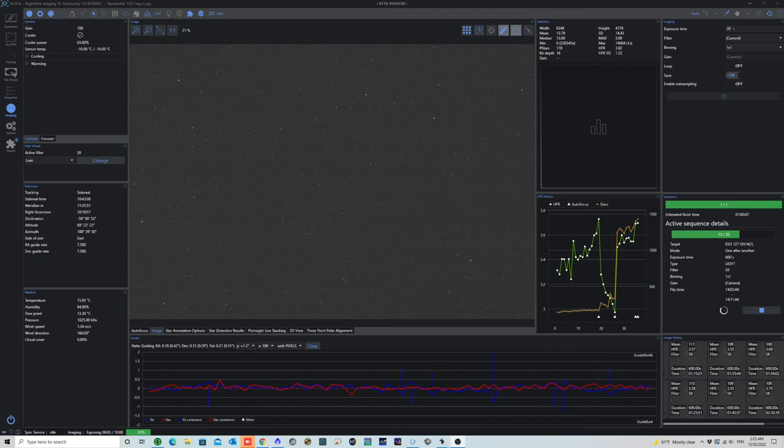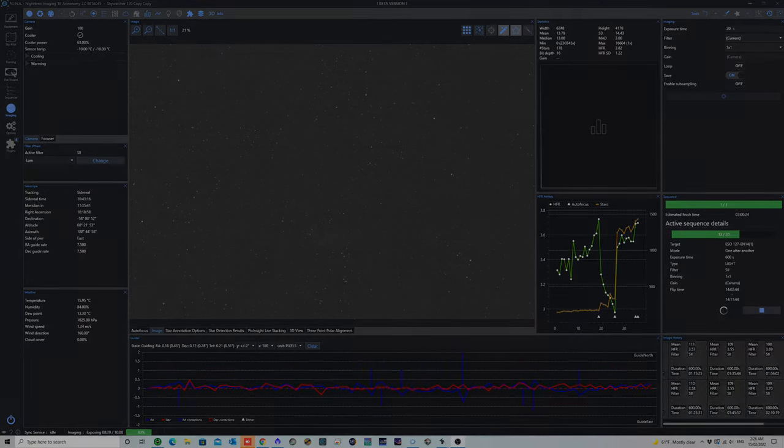But otherwise, I'm very happy with the performance of the mount so far. I'm hardly ever throwing away subs, and it's usually not due to tracking errors. It's actually due to clouds coming through and spoiling an image. So overall, very happy with the way this mount performs.